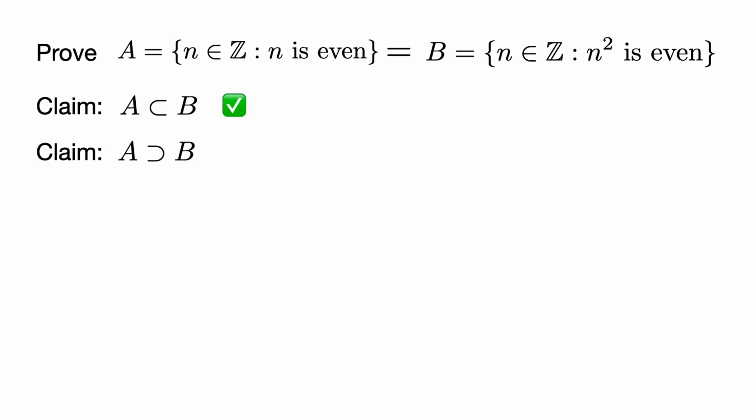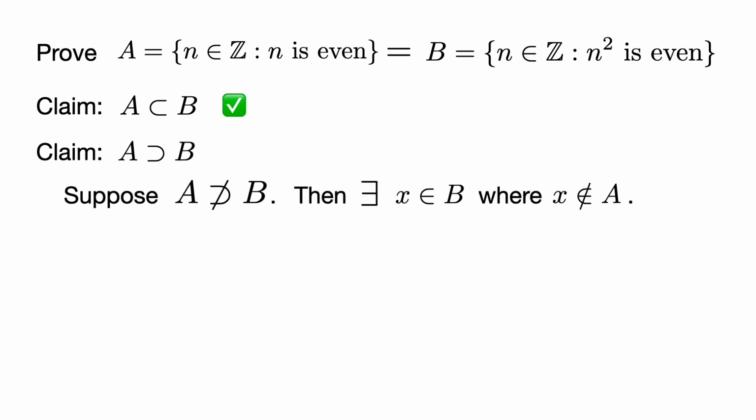Okay, now I claim that A is a superset of B. Let's suppose that A is not a superset of B. Then there exists an X in B where X is not in A. This implies that there exists an integer k such that X is odd. X is equal to 2 times some integer plus 1. That is, it is an even number plus 1.